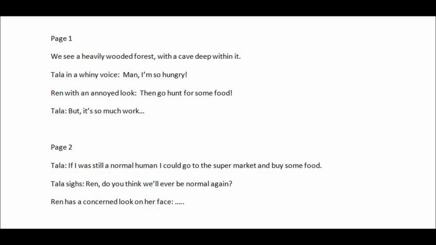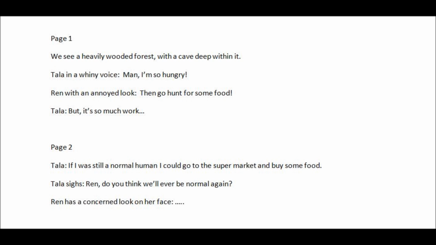So the script goes, page 1, we see a heavily wooded forest with a cave deep within it. Tala, in a whiny voice: Man, I'm so hungry. Ren, with an annoyed look: Then go hunt for some food. Tala: But it's so much work.